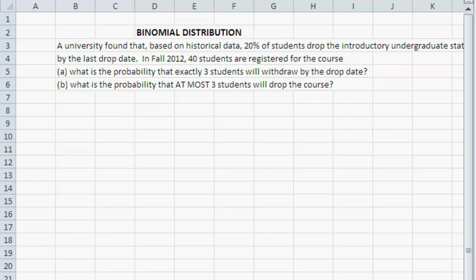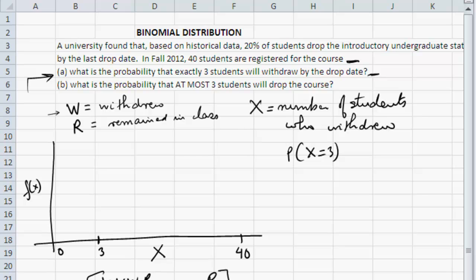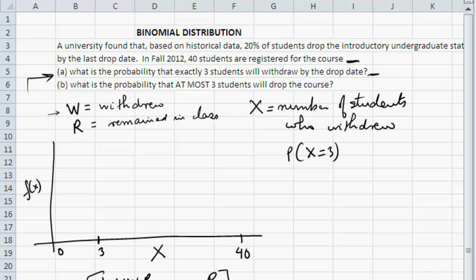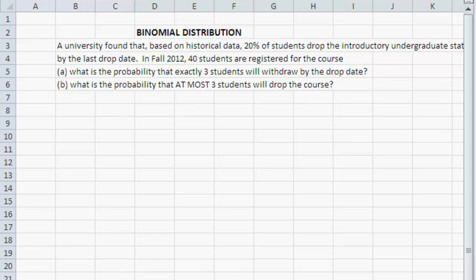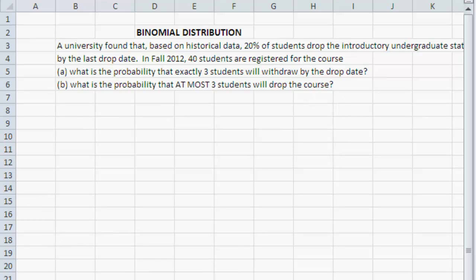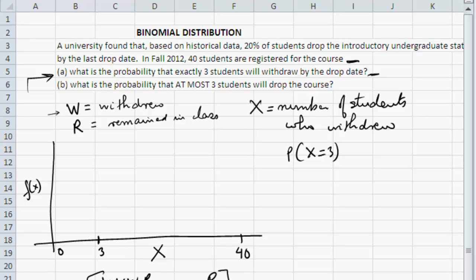However, I could also have the following: the first student remains, the next 3 withdraw, and the remaining 36 remain. So there are many different combinations. I could have the first 2 remain, the next 3 withdraw, and the remainder again stay in the class. So there are many different sequences, all of which meet the requirement that 3 students have withdrawn.